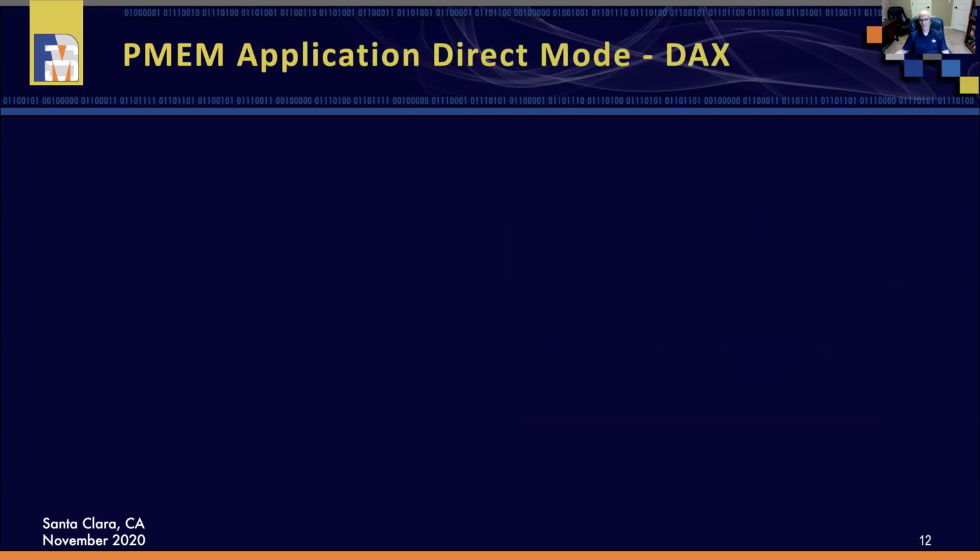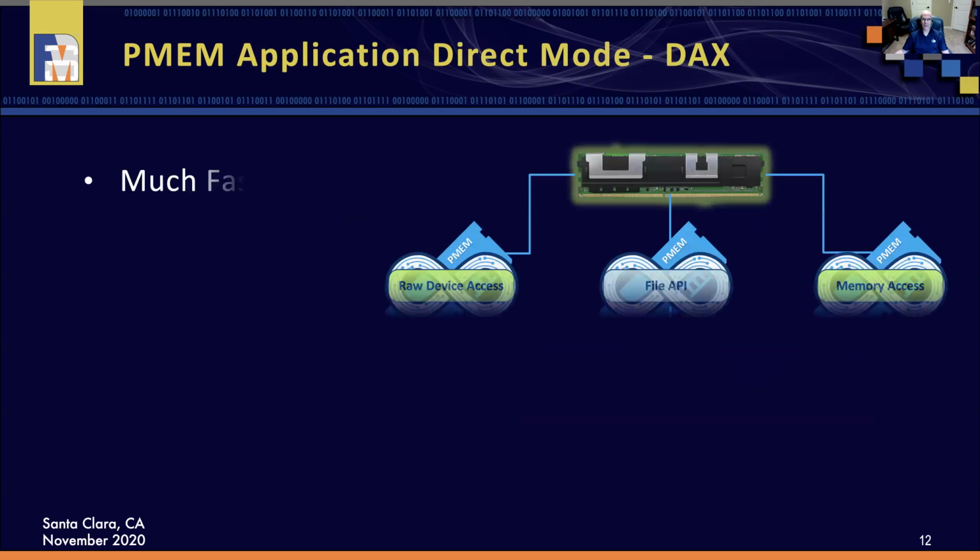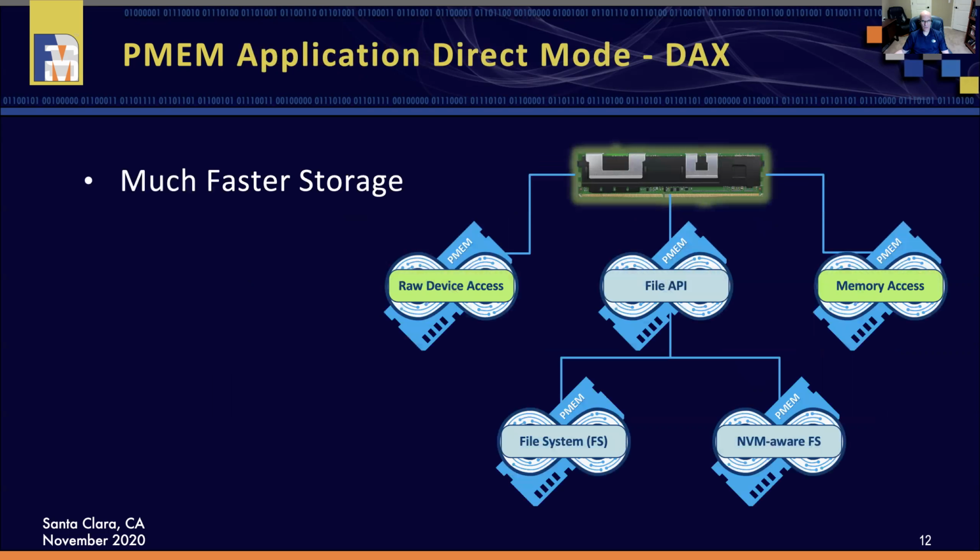The other application method, or the other access method, is application direct mode, or DAX, which is direct access. And it's much faster than storage, although slower than memory. In this case, there are 3 methodologies. You could have a raw device access, file API, or memory access. And under the file API, you have 2 subsets, the file system API and the NVM aware file system API. They're different.